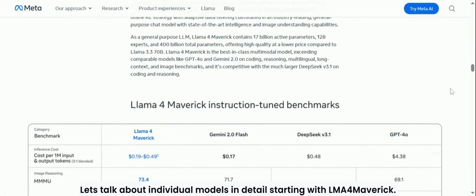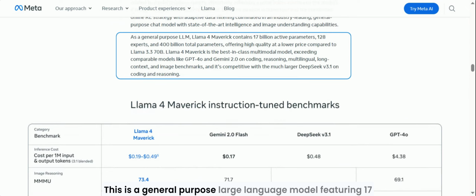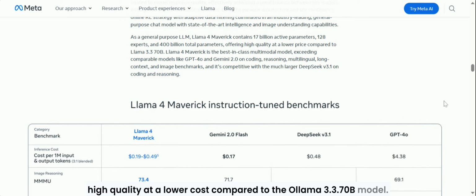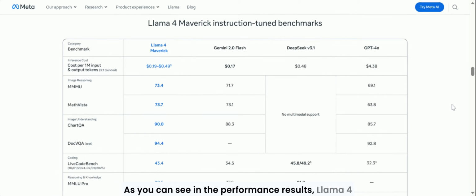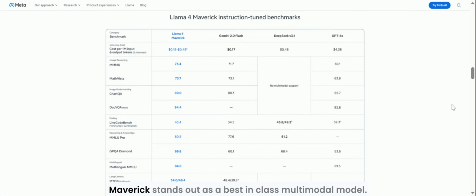Starting with LLaMA 4 Maverick, this is a general-purpose large language model featuring 17 billion active parameters and 128 experts, totaling around 400 billion parameters. This configuration delivers high quality at a lower cost compared to the LLaMA 3.3 70B model. As you can see in the performance results, LLaMA 4 Maverick stands out as a best-in-class multimodal model.